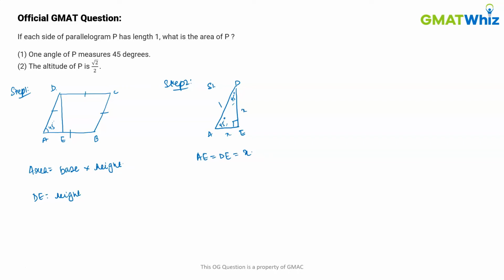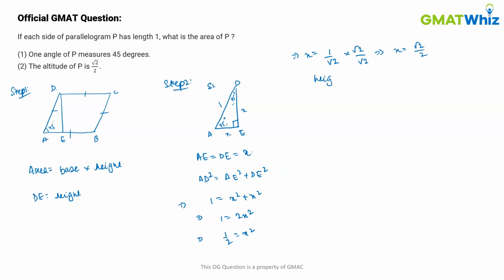Then by Pythagoras theorem, we have AD squared equals AE squared plus DE squared. This gives us 1 equals x squared plus x squared, or 1 equals 2x squared. Then we have half is equal to x squared. This implies that the value of x is 1 by root 2. On rationalizing this, we get that x is equal to root 2 by 2. So, this is the side and this is also equal to the height. So, the height of the parallelogram is equal to root 2 by 2.